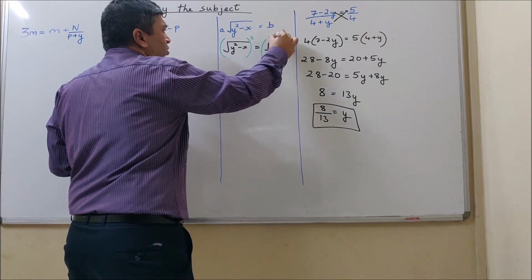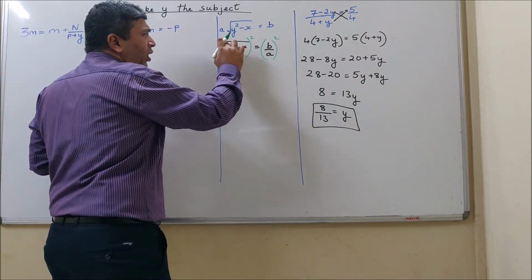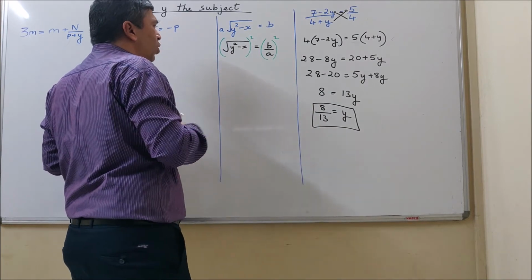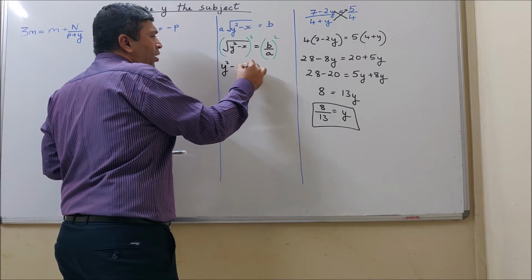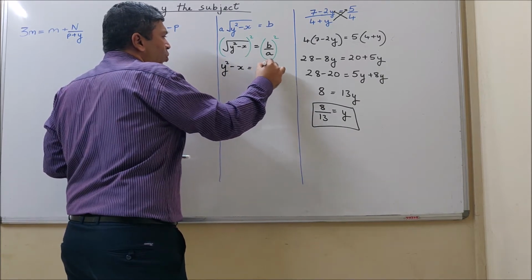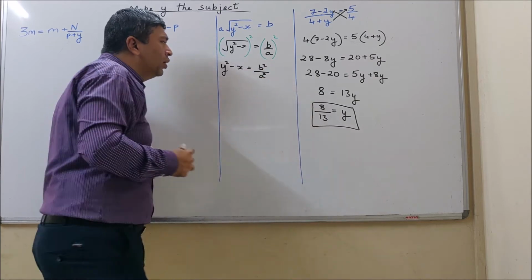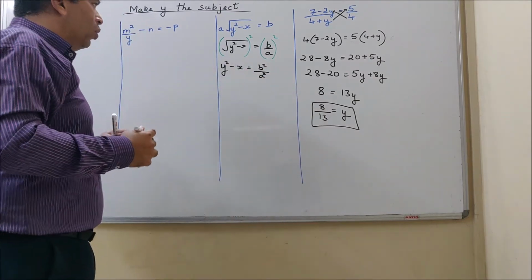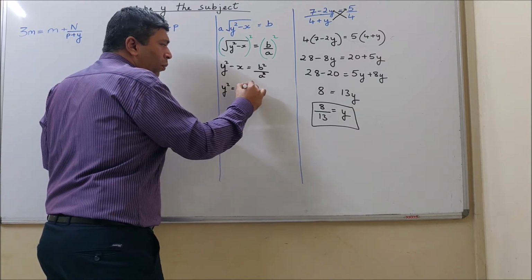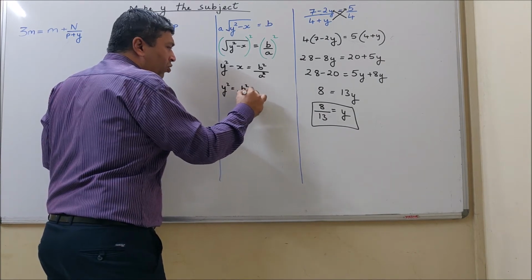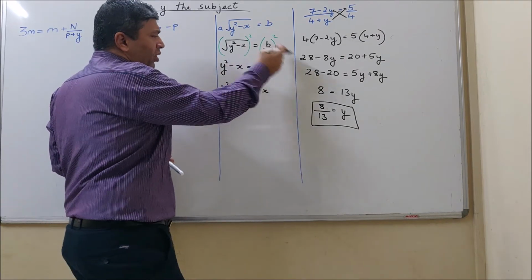So I'm going to do this. Now, the square will cancel the root. So what you are left with in the next step will be y square minus x is equal to b square over a square. Now, y square is equal to b square over a square plus x. I took this x on the other side.